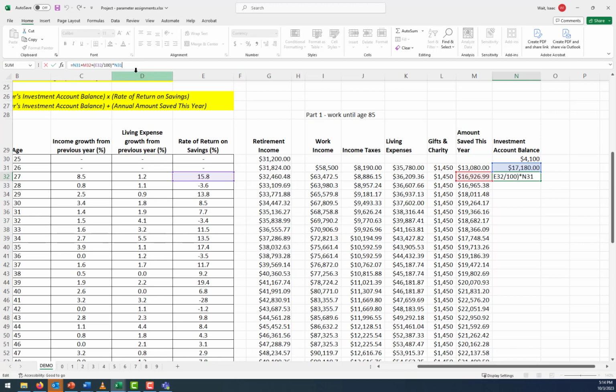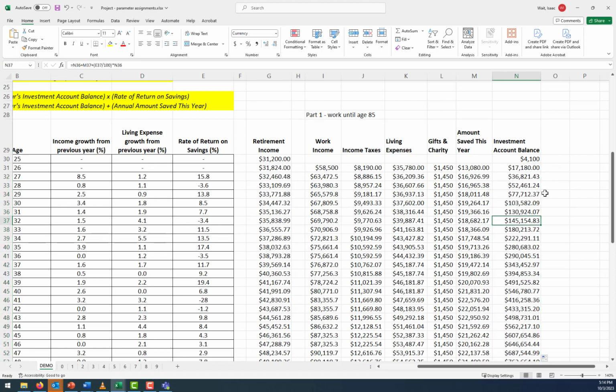So let me show you again. Let me talk you through. So the investment account balance at the end of the second year is the investment account balance at the end of the first year plus the amount that was saved during the second year plus the interest on the previous year's balance. And so my mistake here was that I was doing 1 plus I. It should just be I times the previous year's balance. All right.